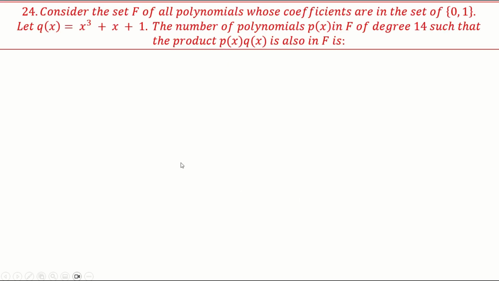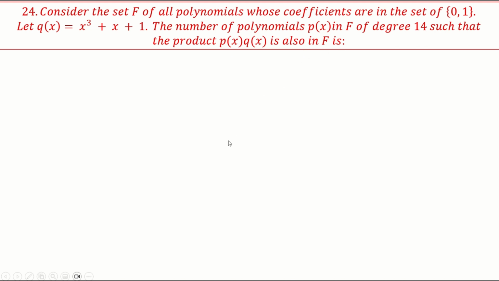Next, consider the set F of all polynomials whose coefficients are in the set {0, 1}. Means there is a set F which has all polynomials of this kind. Only thing is the polynomial coefficients are either 0 or 1, means either the term is present or not present with a coefficient of 1. That's it. And Q(x) is equal to x cube plus x plus 1. The number of polynomials P(x) in F of degree 14, such that the product of P(x) and Q(x) is also in F.